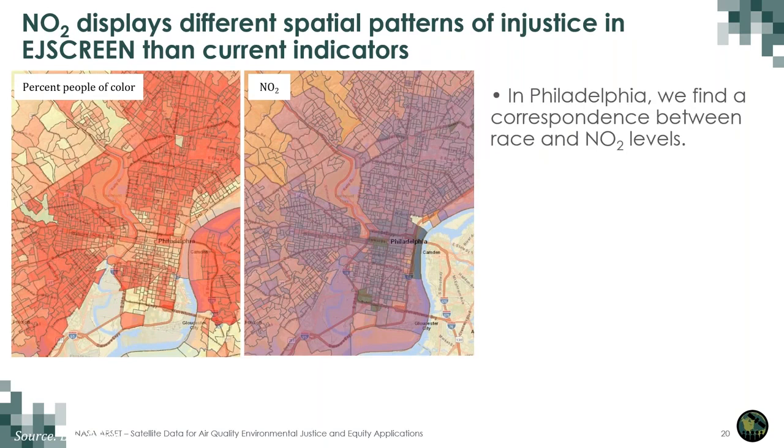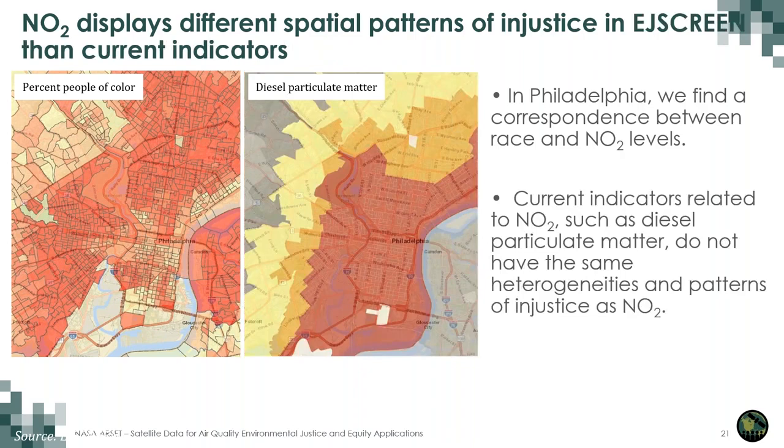This is NO2 in Philadelphia. Well, it's percent people of color on the left and then NO2 on the right. And there is a correspondence between race and NO2 levels. And when we look at diesel particulate matter instead of NO2, we see a different spatial pattern. So both diesel particulate matter and NO2 are traffic-related air pollutants, but diesel particulate matter doesn't have the same heterogeneities and patterns of injustice as NO2.